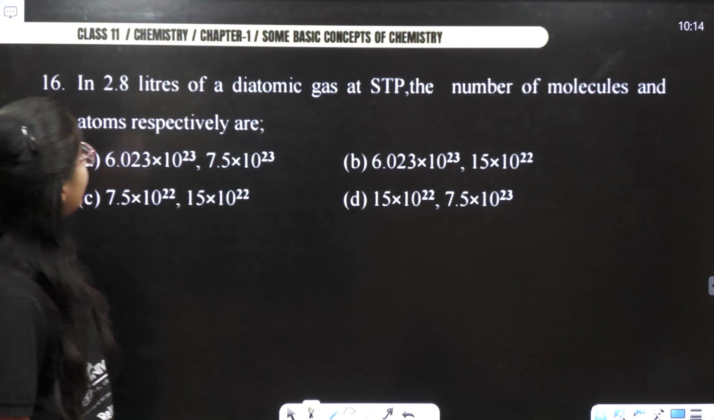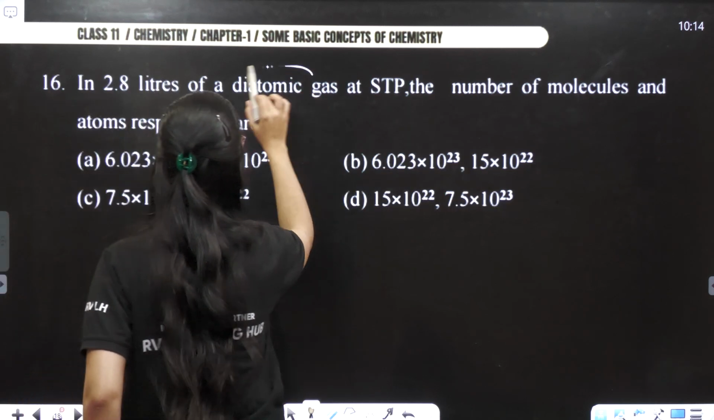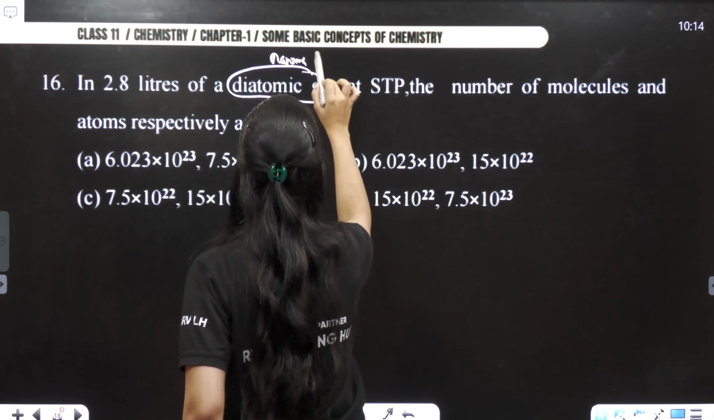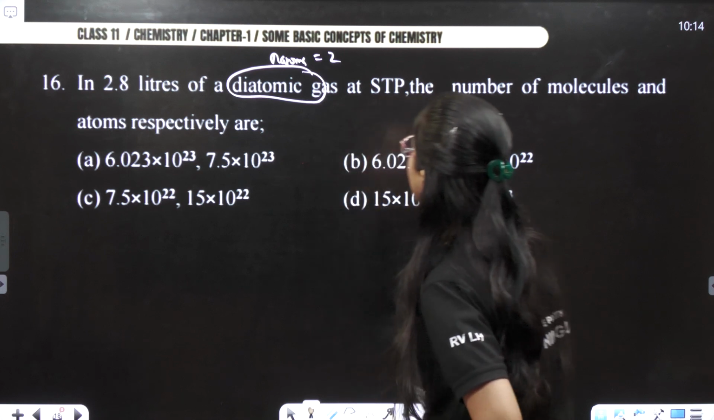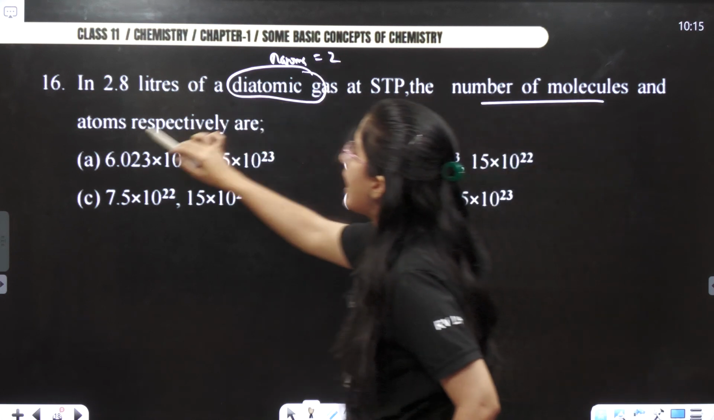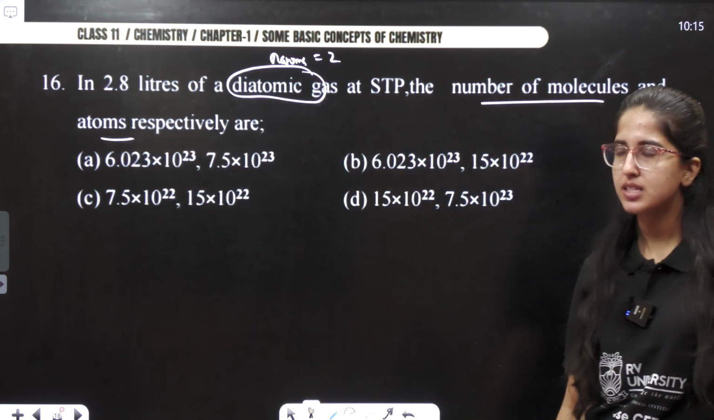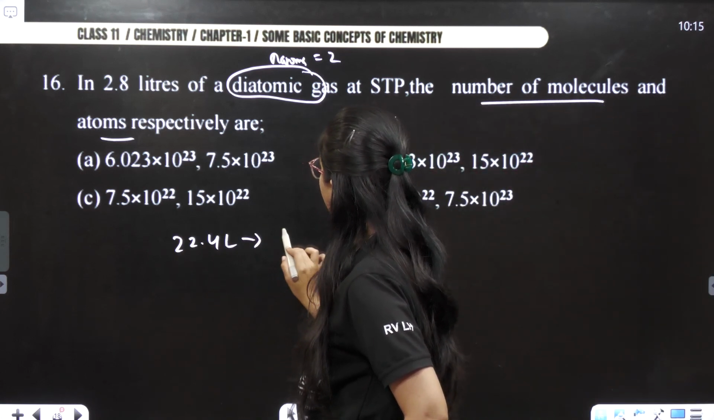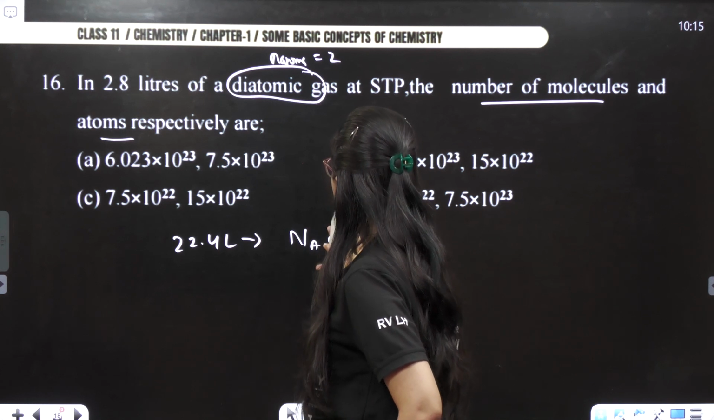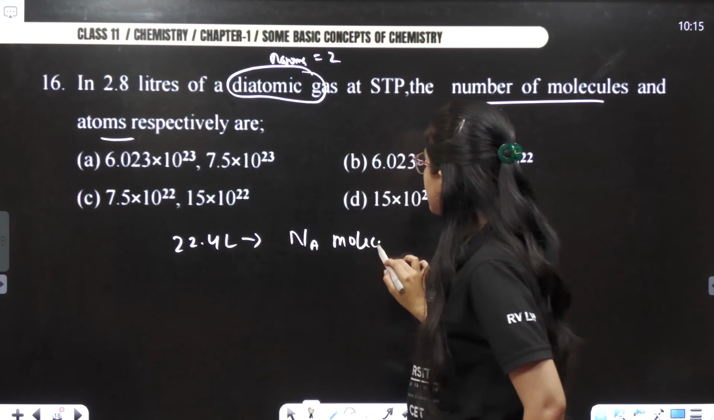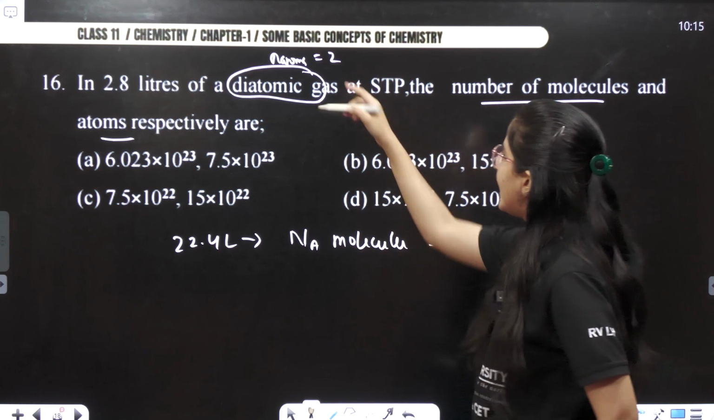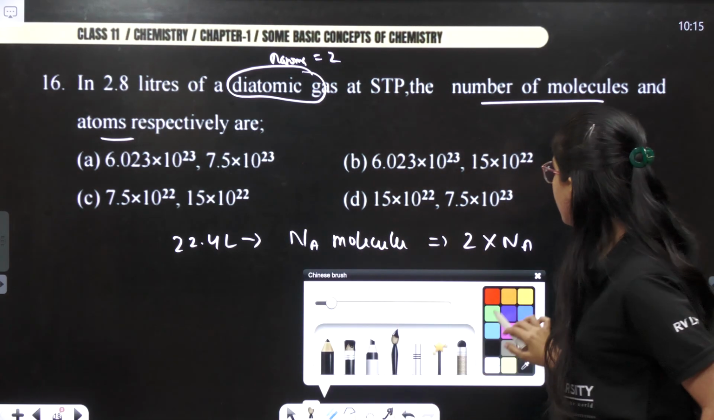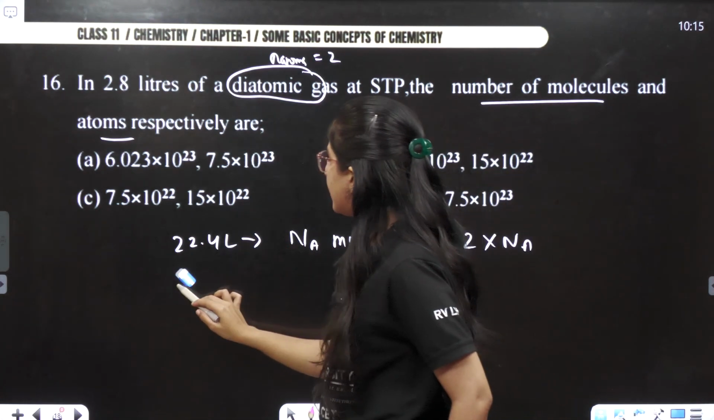In 2.8 liters of a diatomic gas. So diatomic gas means your number of atoms will be equal to 2. At STP, the number of molecules and atoms respectively, they have asked. So see, you know that 22.4 liter consists of Na molecules. So if it consists of Na molecules and it is diatomic, the number of atoms will be 2 Na. Correct? So now the given volume is here 2.8 liters.